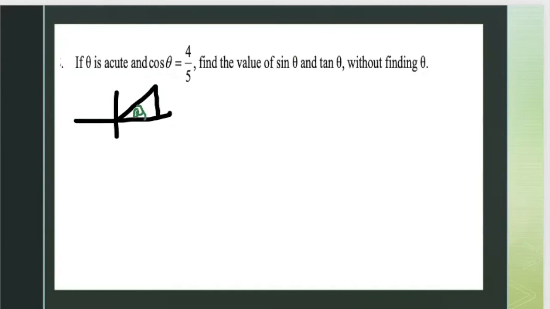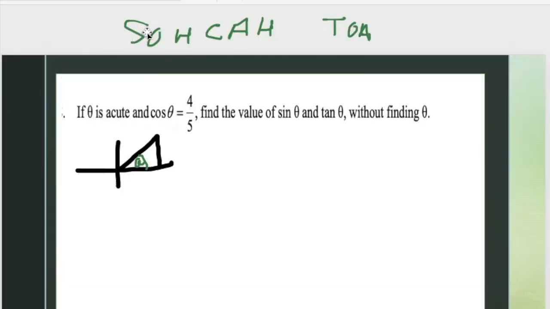And remember, an acute angle is between 0 and 90, so that's why it's in the first quadrant. Now, we're given that cos theta is 4 over 5. Remember SOHCAHTOA: sine theta is equal to opposite over hypotenuse, cos theta is adjacent over hypotenuse, and tan theta is opposite over adjacent.